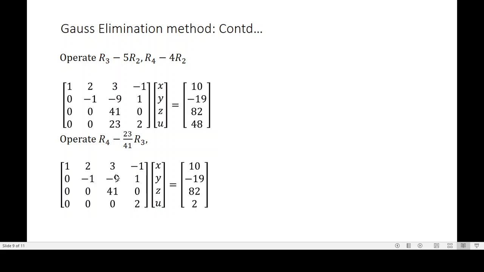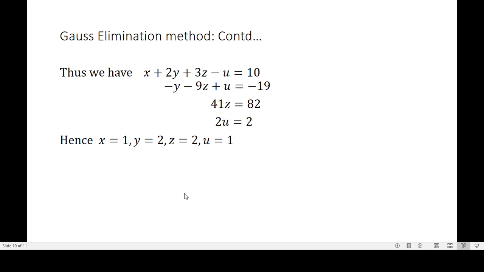And the second equation is 0 into x minus 1 into y minus 9 into z plus 1 into u is equal to minus 19. The third equation is 41z is equal to 82 and the last equation is 2u is equal to 2. So we have these equations. From this equation we get u is equal to 1, z is equal to 2.